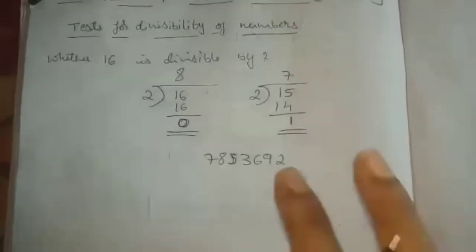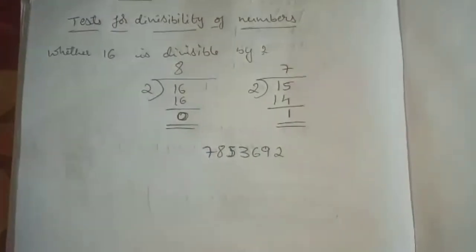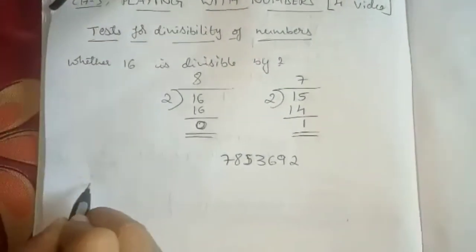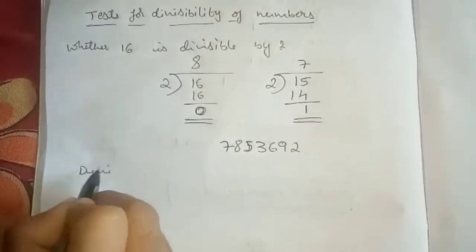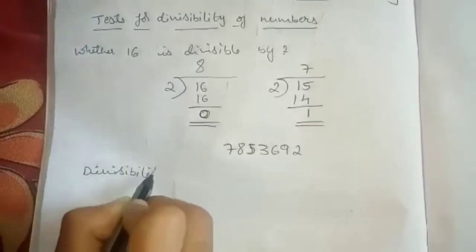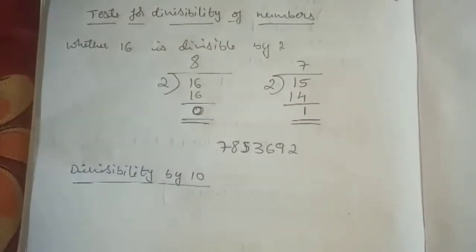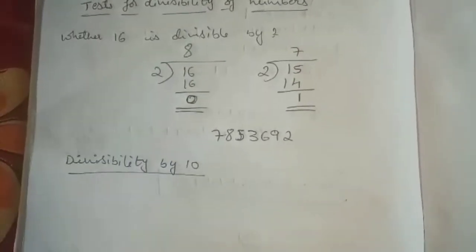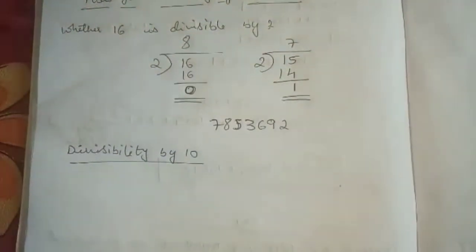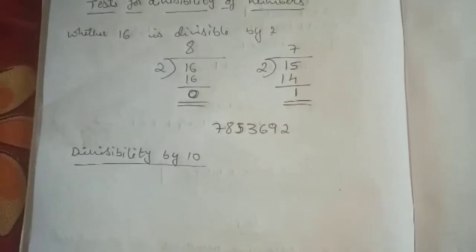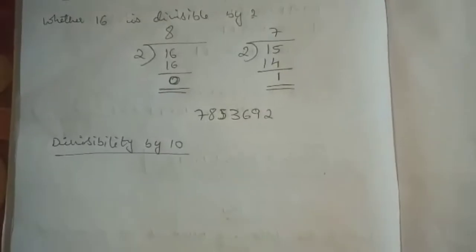So for that we have some tests that are called tests for divisibility. So first we'll study the test for divisibility by 10. If a number is given, without dividing, just by seeing the number, we have to identify whether it is divisible by 2 or 4 or 10 or 5. First I will be saying divisibility by 10.